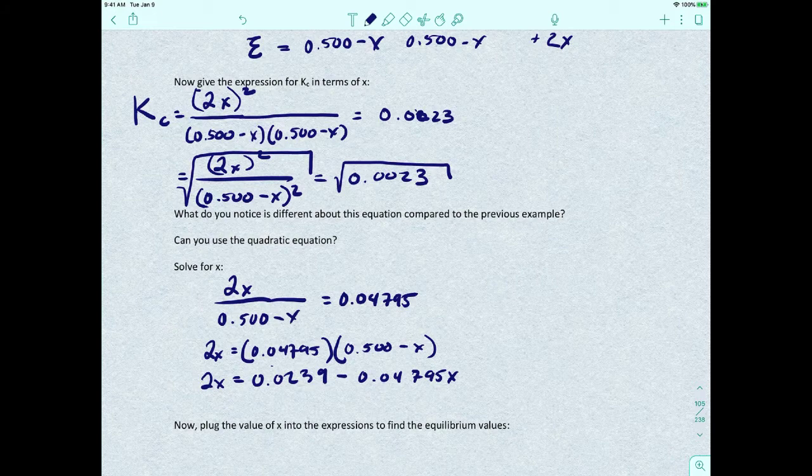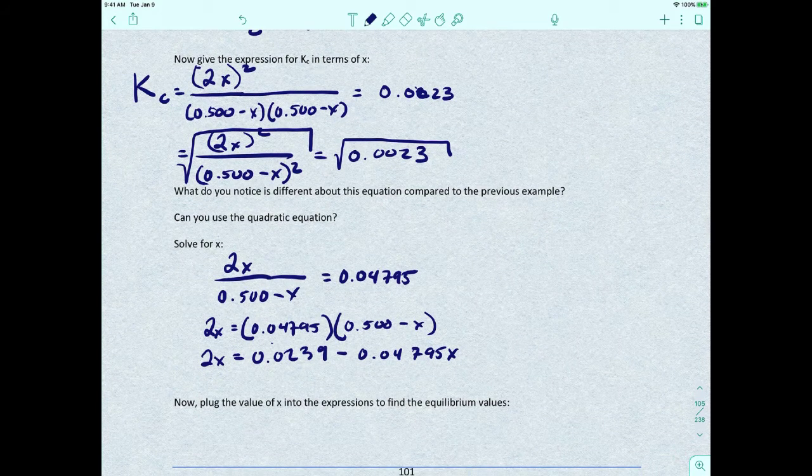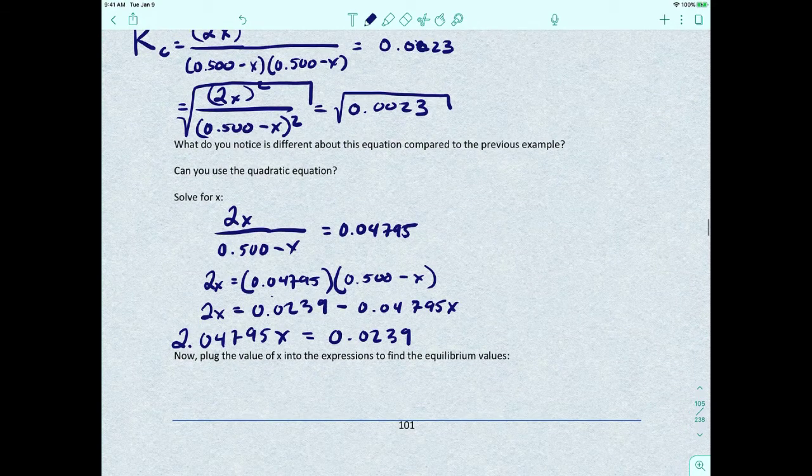Okay, so now if I try to group all the x's together, we have 2x on the left-hand side. If I add 0.04795x to both sides, that would give me 2.04795x is equal to 0.0239. And so if I divide both sides by 2.04795, 0.0239 divided by 2.04795, x would be equal to 0.0117 molar.